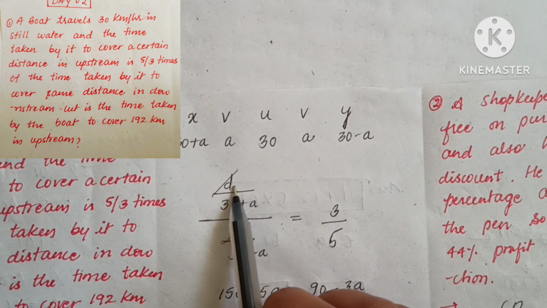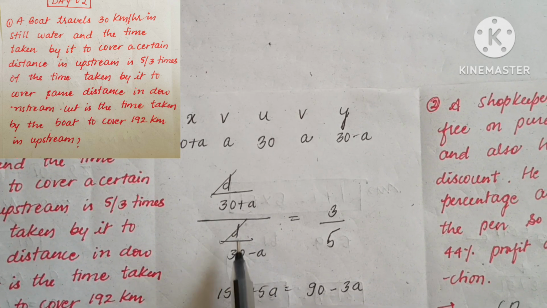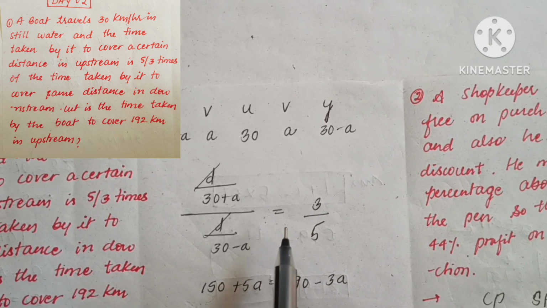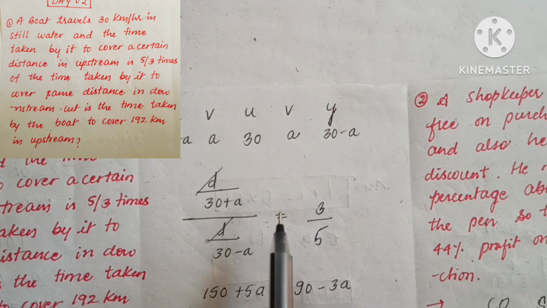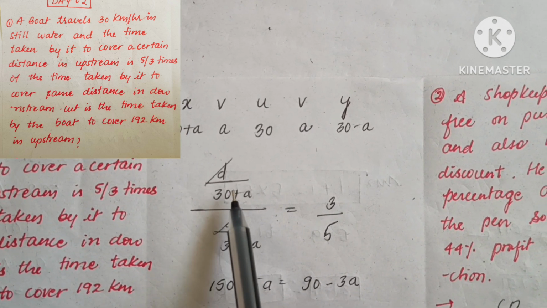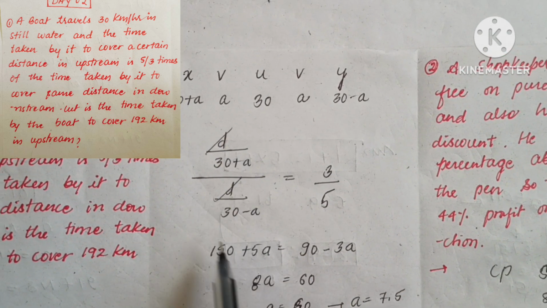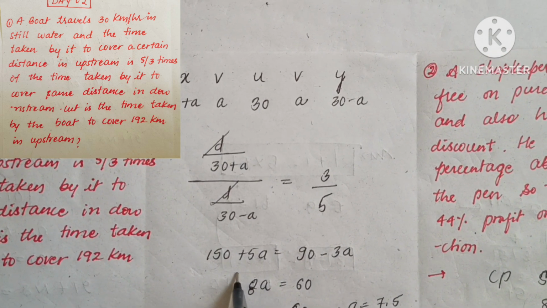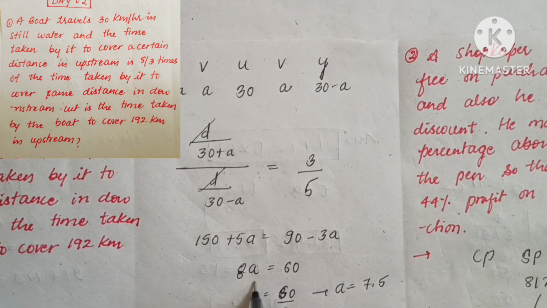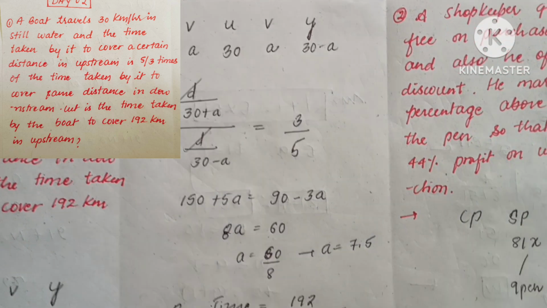Okay, so the distance divided by the speed of the boat in the downstream, divided by the distance divided by the speed of the boat in upstream, that will be equal to 3 by 5, because in the question they have mentioned the ratio of the time taken by it while traveling upstream and downstream. After solving, D gets cancelled and 150 plus 5A will be equal to 90 minus 3A. Therefore 8A will be equal to 60 and A will be equal to 7.5.